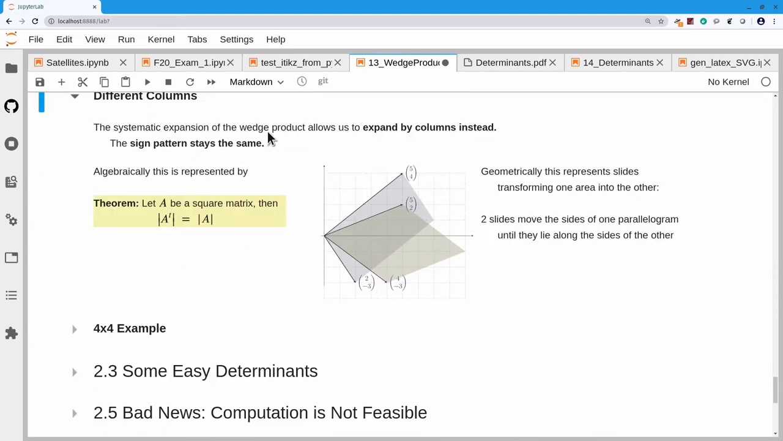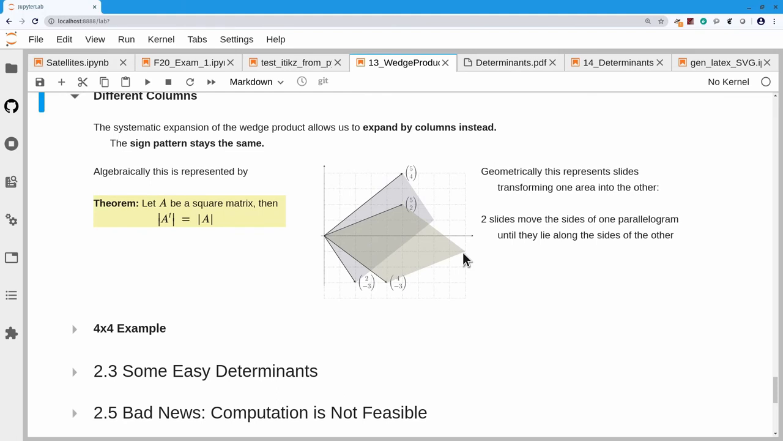That also comes from a systematic expansion of the wedge product with similar arguments. And the result is that, first of all, the sign pattern stays the same whether I pick a row or a column. And algebraically, when I expand about a column instead of a row, that amounts to saying that the determinant of the transpose of the matrix is equal to the determinant of A. If you think in terms of volumes, at first it's rather surprising. Here, geometrically, if I take the first column, 5, 4, and the second column, 2, minus 3, and then take the transpose of that matrix, the second set of vectors are 5, 2, and 4, minus 3. And my theorem says that the gray area has the same area as the tan area.